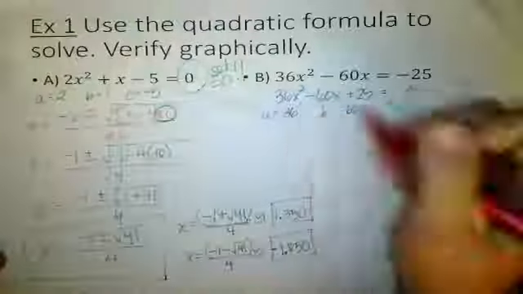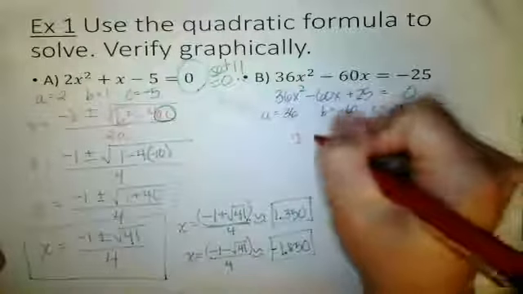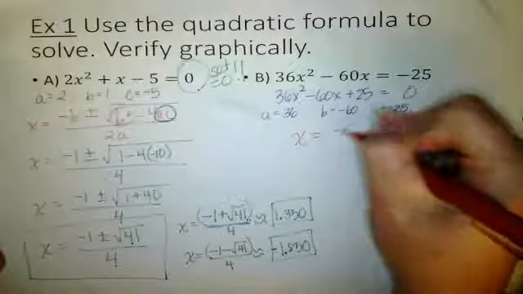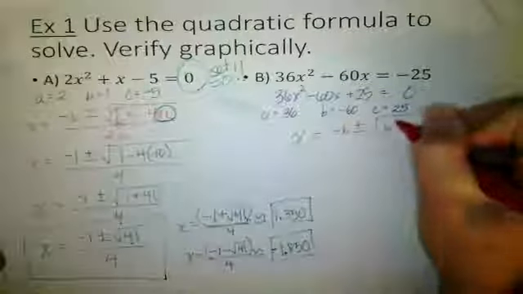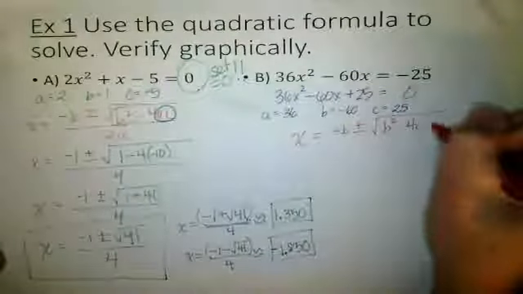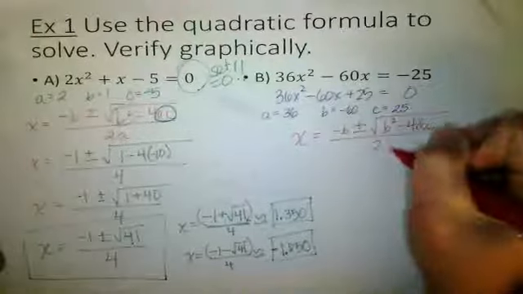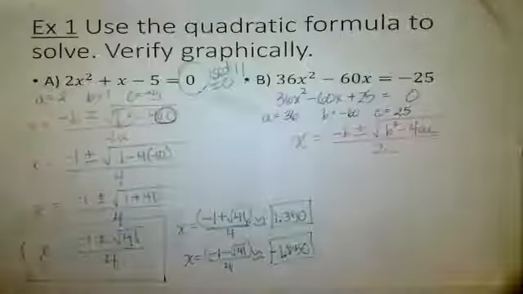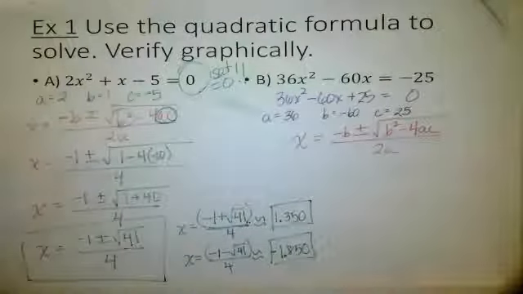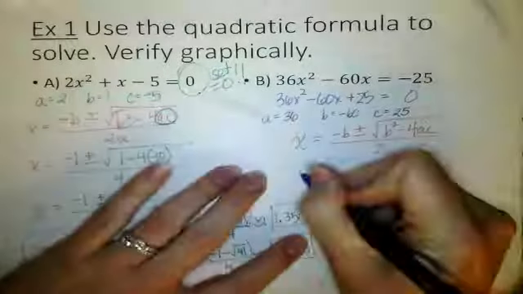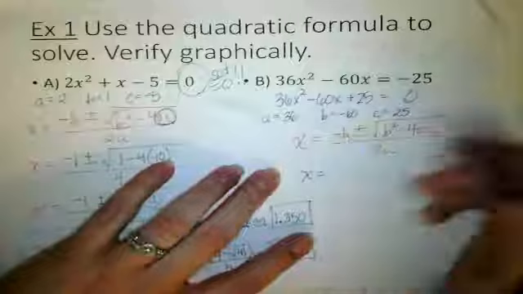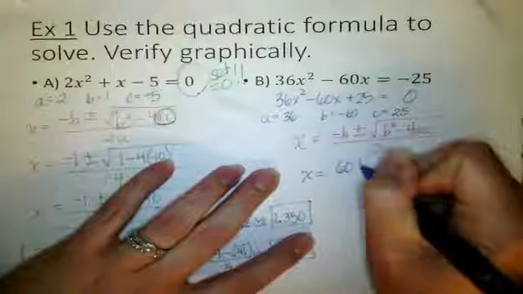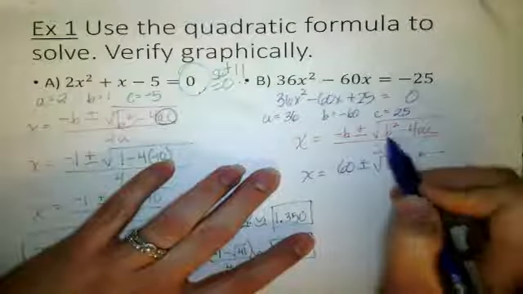The quadratic formula is x equals the opposite of b plus or minus the square root of b squared minus 4ac all over 2a. Very good, ladies and gentlemen. Give yourselves a hand. Okay. So x equals the opposite of b would be what? Positive 60 plus or minus the square root of b squared.